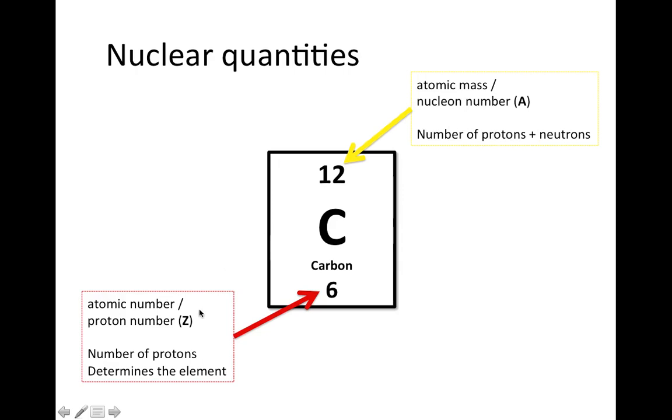The atomic number and atomic mass number are two different things. Proton number is given the symbol Z, and that is the number of protons, which determines the element. It's carbon because it's got 6 protons. Okay, not the mass, because that can vary, but the 6 protons of carbon are what make carbon carbon.